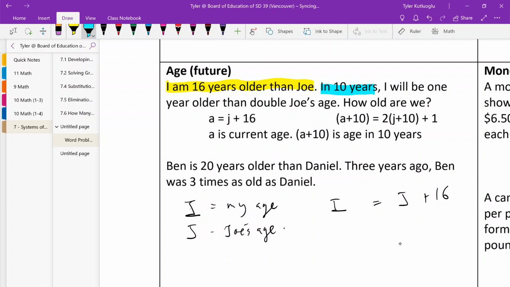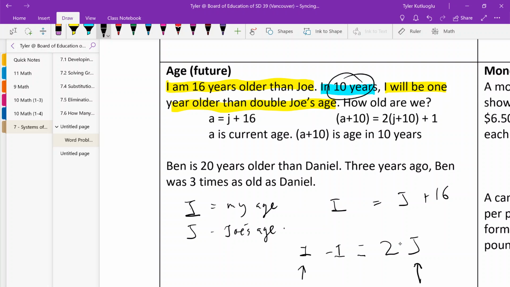In 10 years, I will be 1 year older than double Joe's age. So I'm going to write that without the 10 years thing to start, okay? It's saying my age is going to be 1 year older than double Joe's age. So if I'm 1 year older, it means we have to take my age and subtract 1 from it. Now, the thing that we didn't do is deal with the age in the future. Right now, this shows my present age and Joe's present age. I have to change it so it's in 10 years.